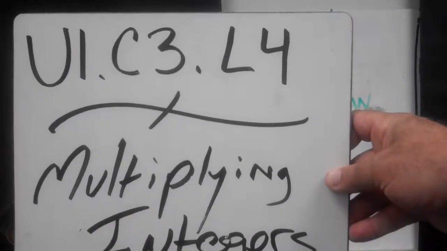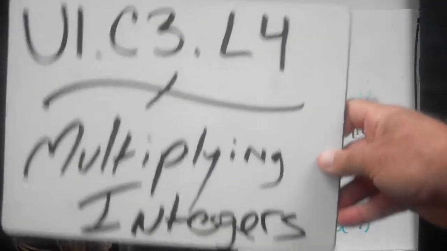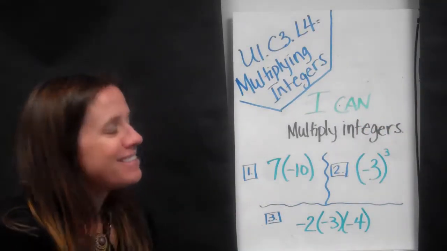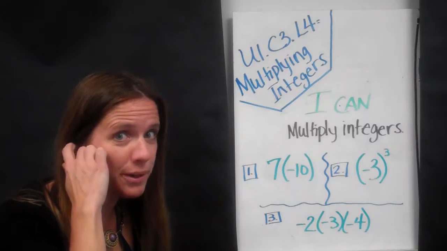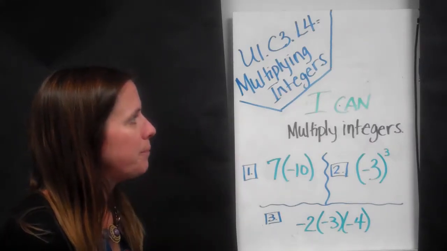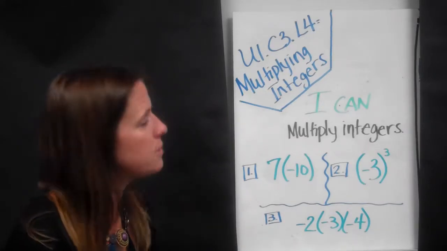Hey, it's U1 C3.L4, multiplying integers. Here's Mrs. Benoit. Hi. This is the first video that you're going to do with us this year in 7th grade. So we're going to walk you through how to do that in class. We'll do this one together.